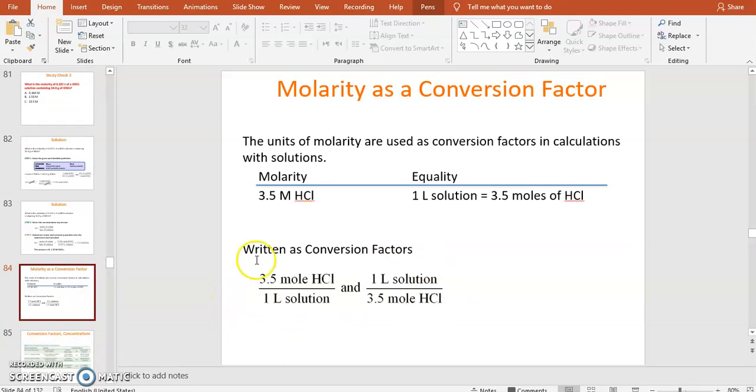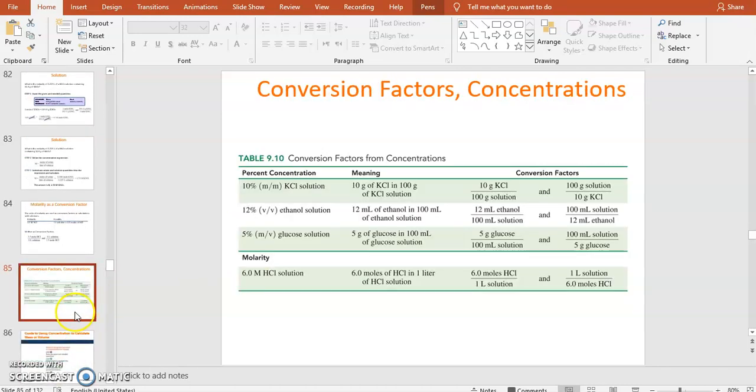So this is how we can figure out the conversion factors of any solution. If the percent concentration is used, so we can get conversion factor out of here. We can say that 10 grams of KCl is dissolved in 100 grams of solution, or mLs per 100 mLs, or 5 grams per 100 mLs, or moles per liter.